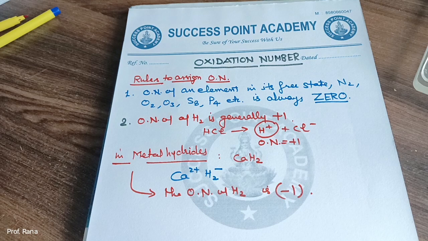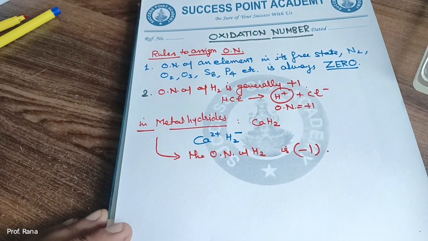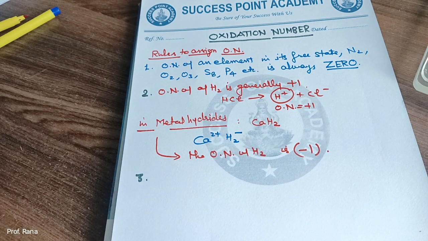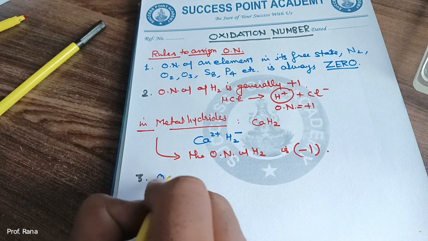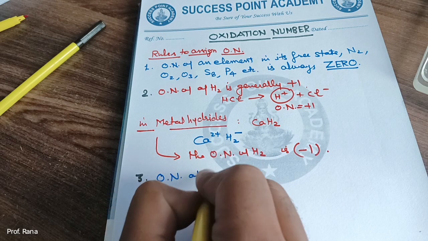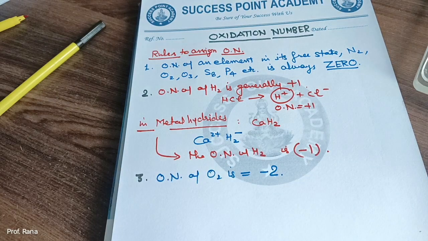Okay. Now, third point. We will discuss the third point. The oxidation number of oxygen is generally, everybody knows, -2. Everybody knows. Okay. So in general terms, we write O2 negative, that is 2 negative.